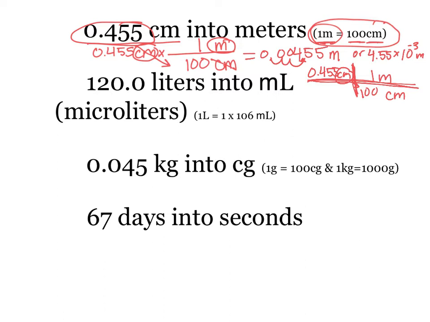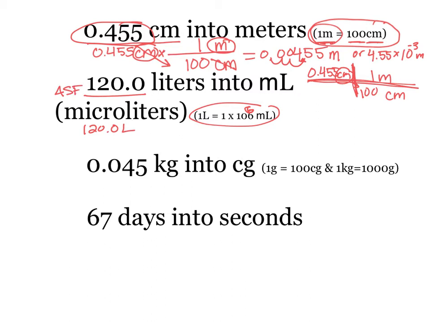For this next problem, we were asked to convert 120 liters into milliliters. So here's our conversion factor. So this actually should be 1 times 10 to the 6th power. So starting out with what is given to me in the problem, 120.0 liters. This has 4 sig figs. So I'm going to need to make sure my answer has 4 sig figs.